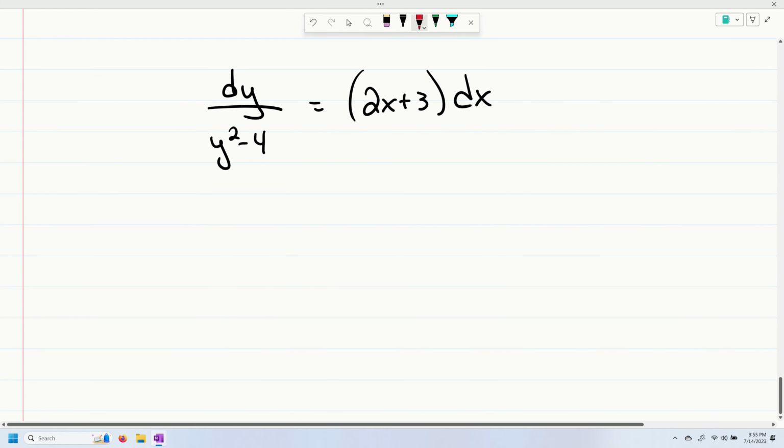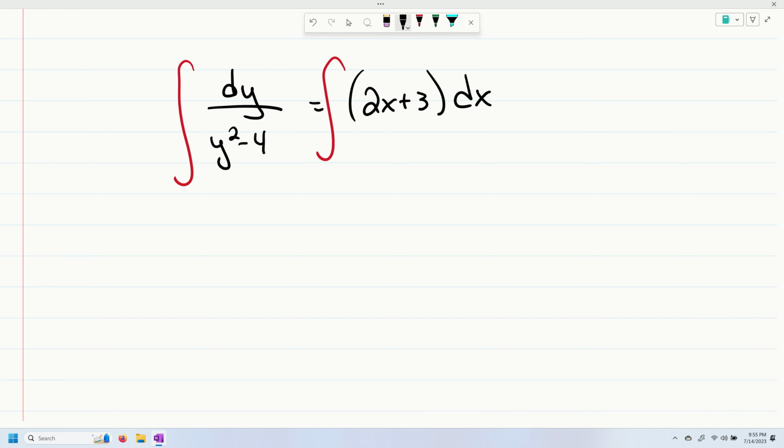Now, we're going to integrate both sides. We're going to do the easy side first, which is the right side. We end up getting x to the second plus 3x plus c. It's the left-hand side we really got to be concerned with. And the reason for that is in order to integrate the left-hand side, we're going to have to use partial fraction decomposition.